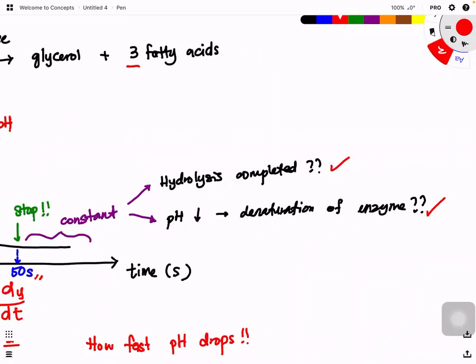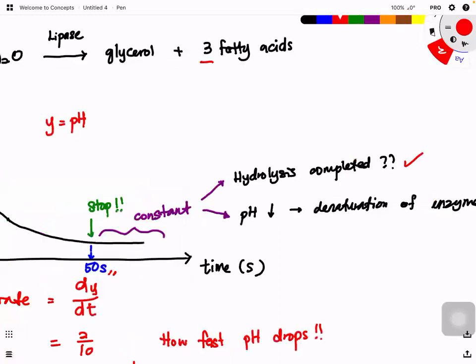If triglyceride is still there, then the conclusion or the explanation might be that because the pH dropped, it caused the enzyme to be denatured, and then the enzyme no longer can function. That's why the reaction stopped. I wouldn't say the reaction completed. I say the reaction stopped. Stopped due to what? It might be because hydrolysis completed. It might also be because of the decrease of the pH. Are you clear? Okay, guys, so far clear or not?